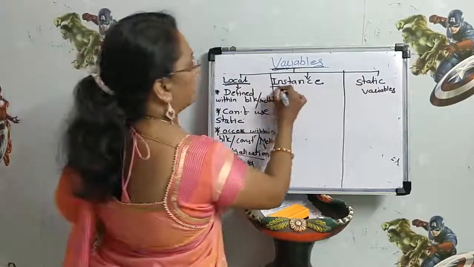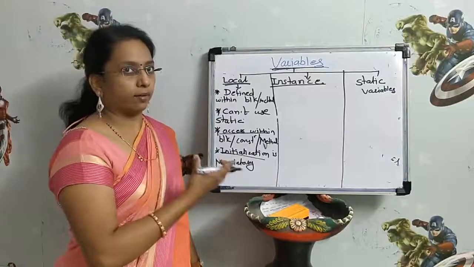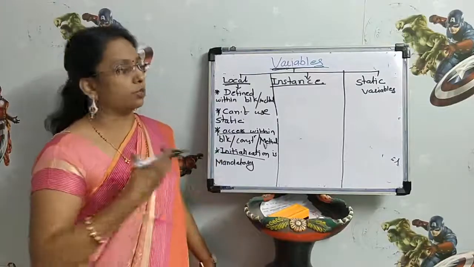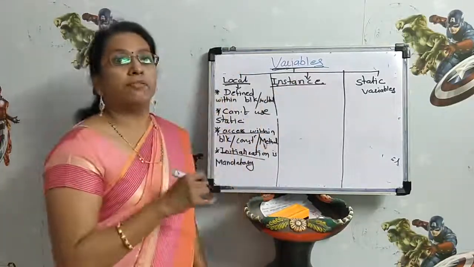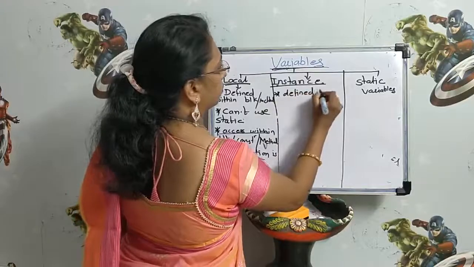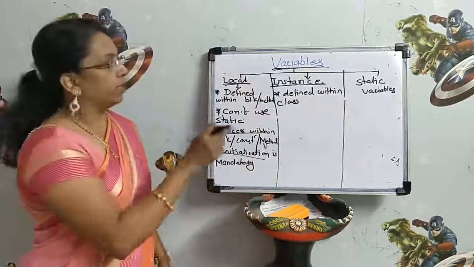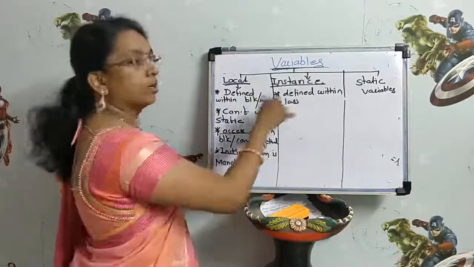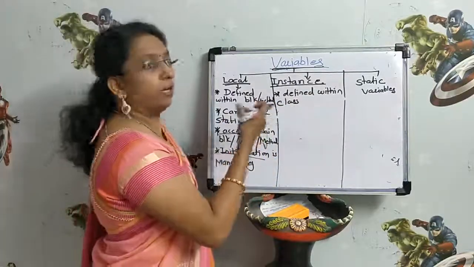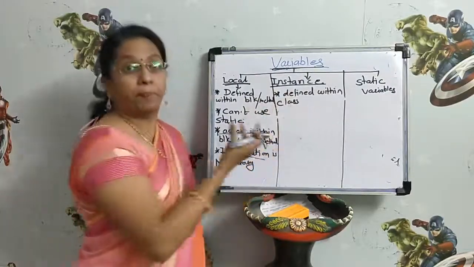Now let's talk about instance variables. So instance means what? We are creating the instance. We have a class, we are creating objects. So what is an object? An object is an instance of a class. So instance variables are defined within the class. As I said, we can create multiple objects of a class, and each and every object will maintain its own separate copy.